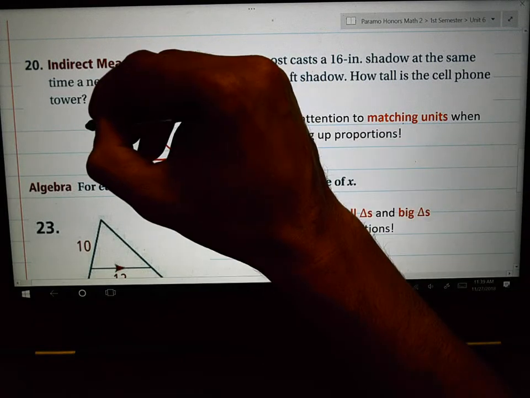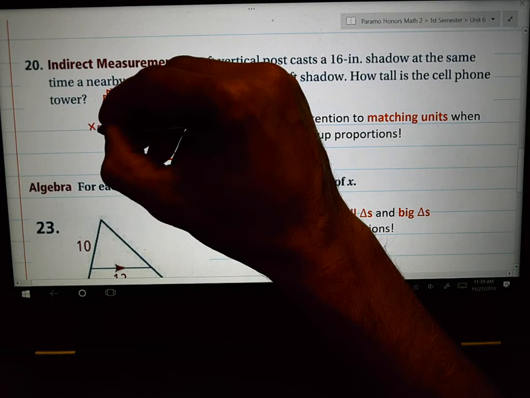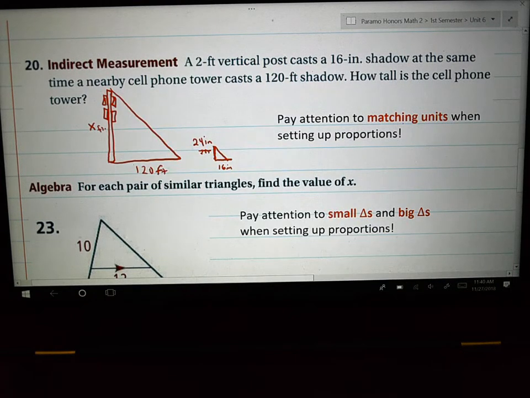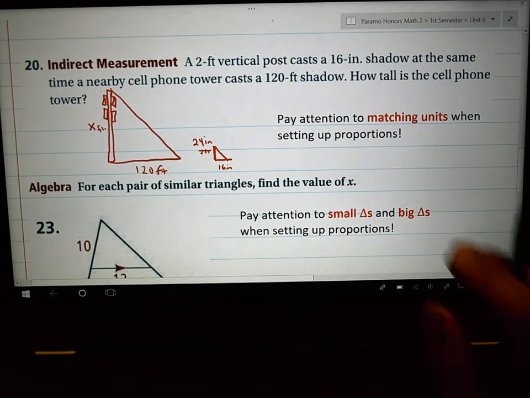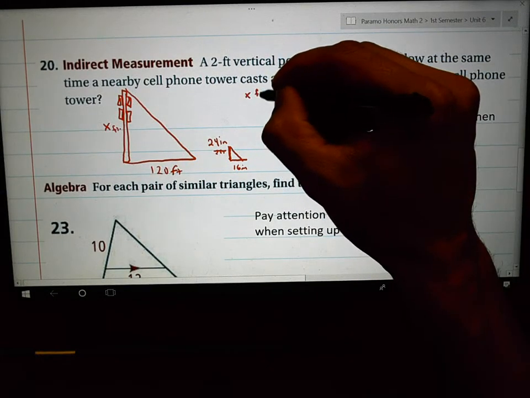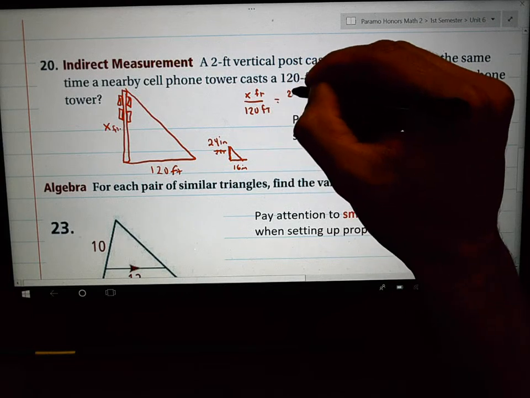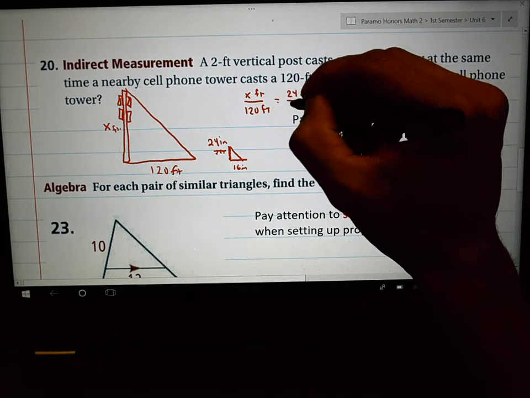If I want to know how tall this thing is, you could even set up a proportion with the units and I'll prove to you that it's going to be the same. I'm going to do something like x feet over 120-foot shadow is going to equal 24 inches over a 16-foot shadow.